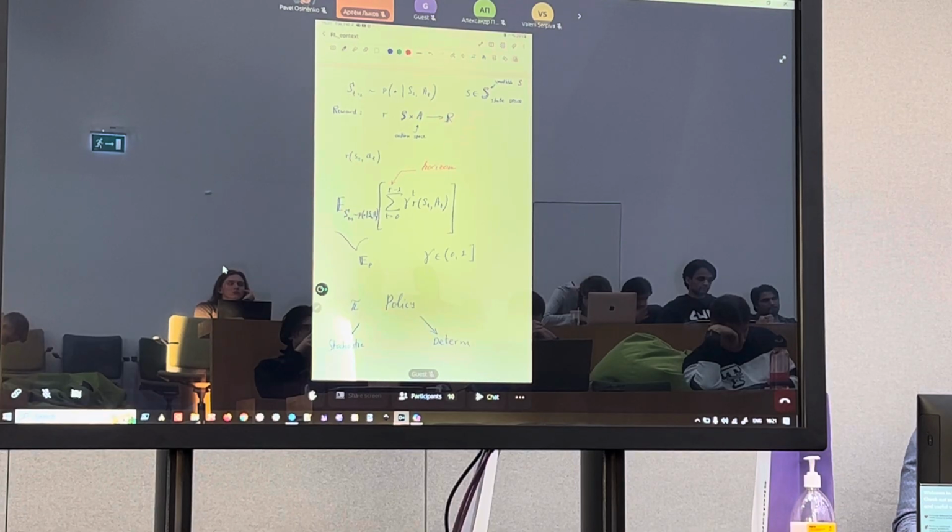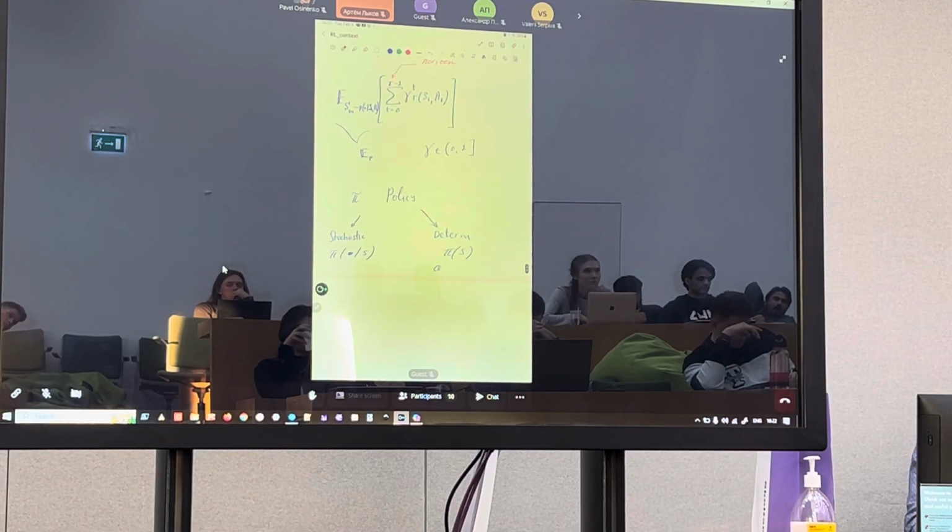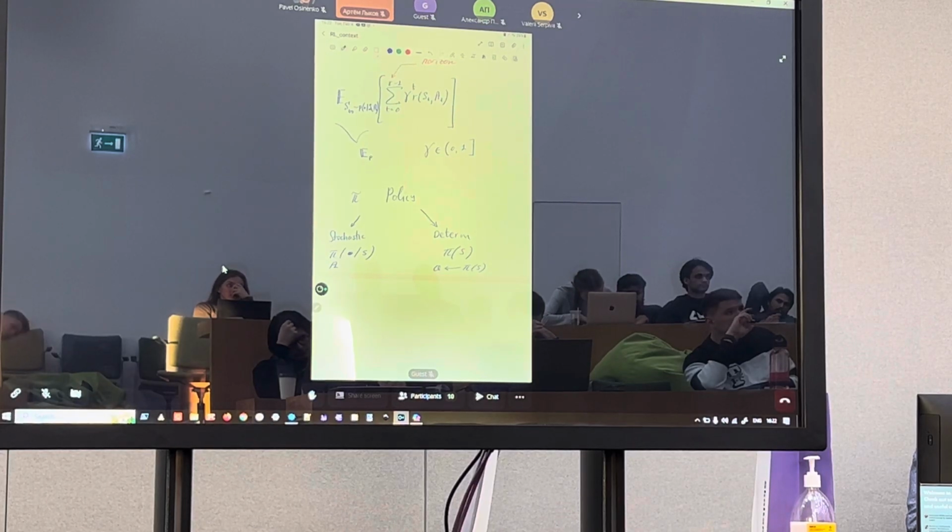So when it's deterministic, it's fairly simple. It's just a function of state. When it's stochastic, it's a PDF conditioned on the state. So, in this case, A takes S. In this case, A is now a random variable sampled from the distribution.